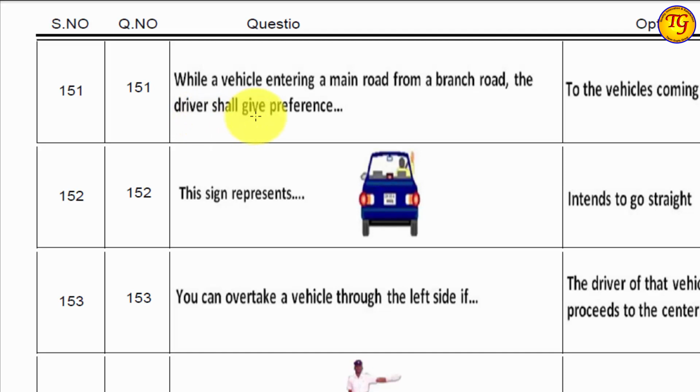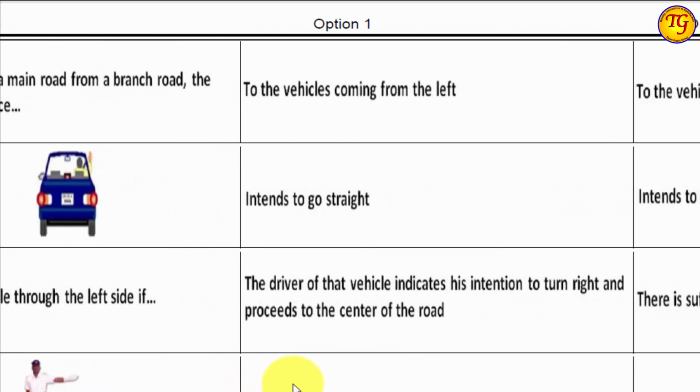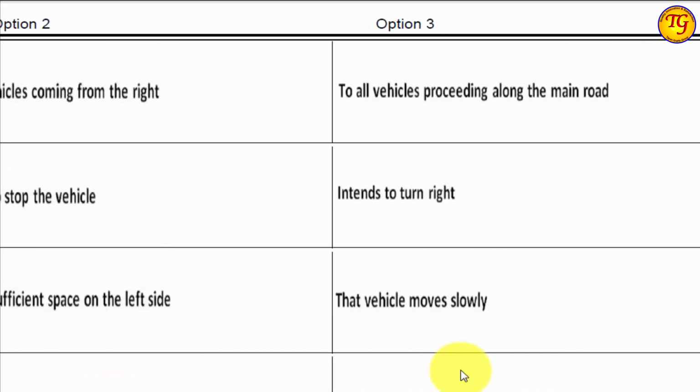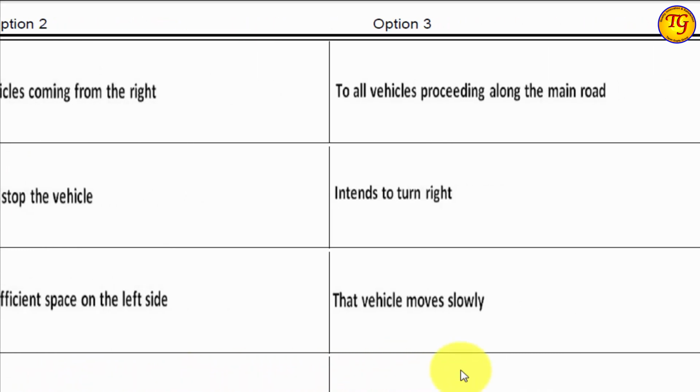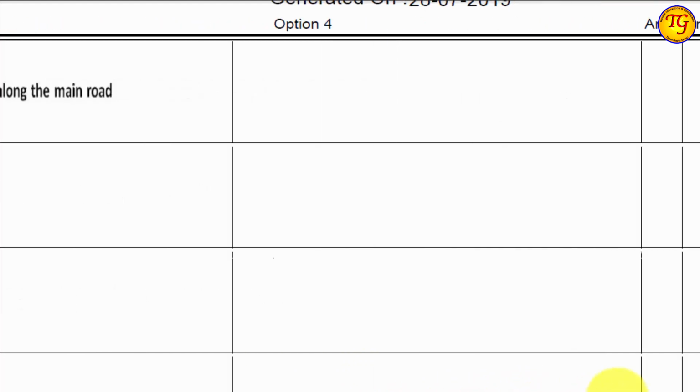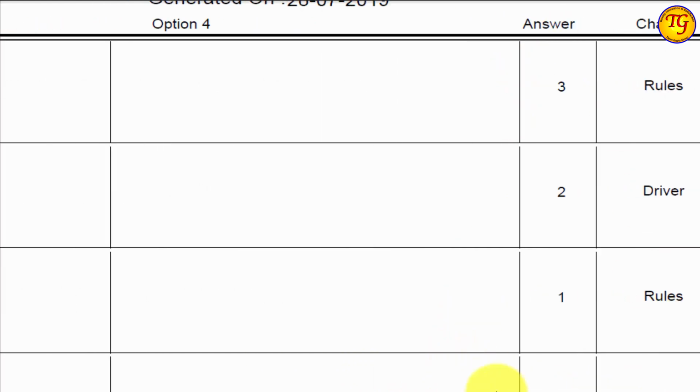While a vehicle is entering a main road from a branch road, the driver shall give preference to the vehicles coming from left, to the vehicles coming from the right, and option number 3, to all vehicles proceeding along the main road. So option number 3 is the correct answer. Let's cross check it. Yes, it is the correct one.